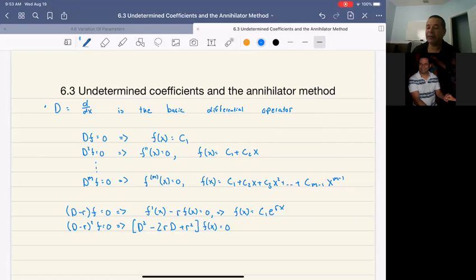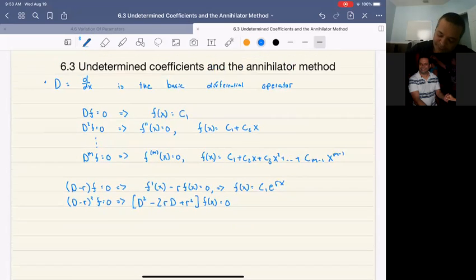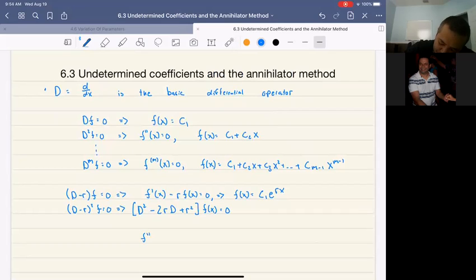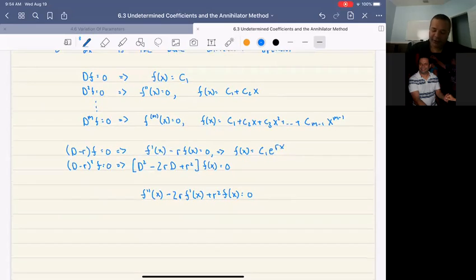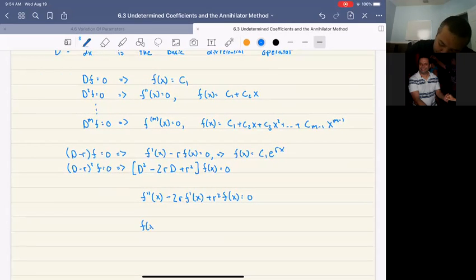Okay, so what's that in terms of a differential equation? That means we have f double prime of x minus 2r f prime of x plus r squared f of x equals 0. Now we know how to do that. That's the situation where we had second order linear constant coefficient homogeneous with a double root. So here our f of x is going to be c1 e to the rx plus c2 x e to the rx.